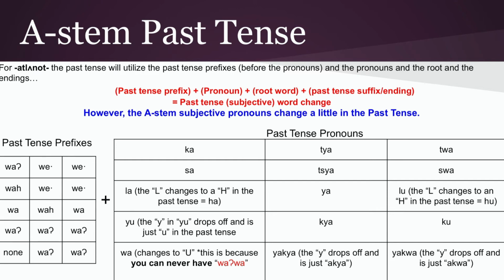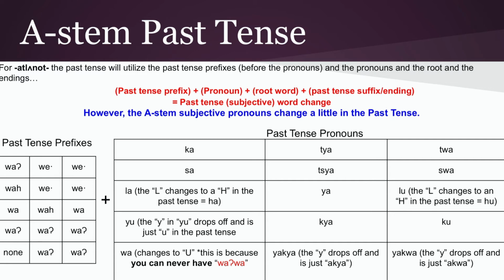So you'll see a little table off to the left that says past tense prefixes. We already talked about those, but let's focus on this one on the right. It says past tense pronouns. So all of these pronouns, again, this is an A stem verb. We're using A stem pronouns. What kind of pronouns are we using? Subjective or objective? I mentioned that this is a subjective verb, so we're using subjective pronouns, okay?